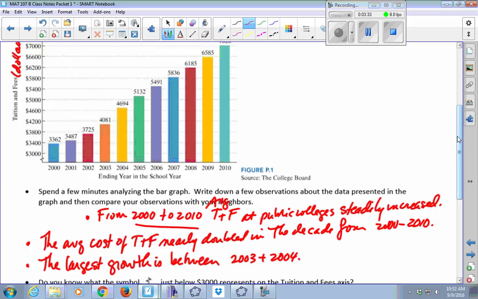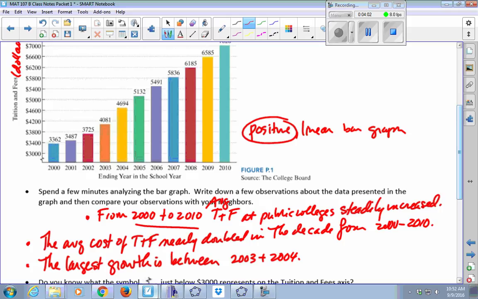Anything else you want to? Does anybody use the word linear? Yeah, what do you have for that? It's a positive linear bar graph. Okay, let's tear that apart a little bit. Positive linear bar graph. Okay. So what do you mean by, can you remind me your name again? Sorry. Paige. Paige, can you remind me what you mean by positive?